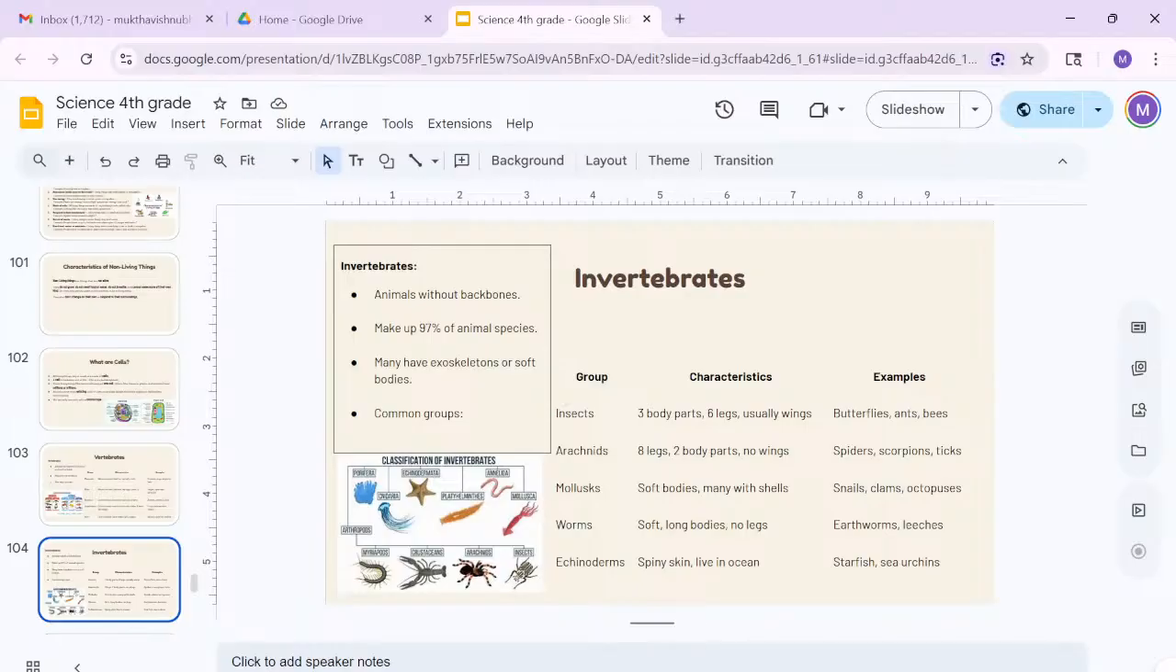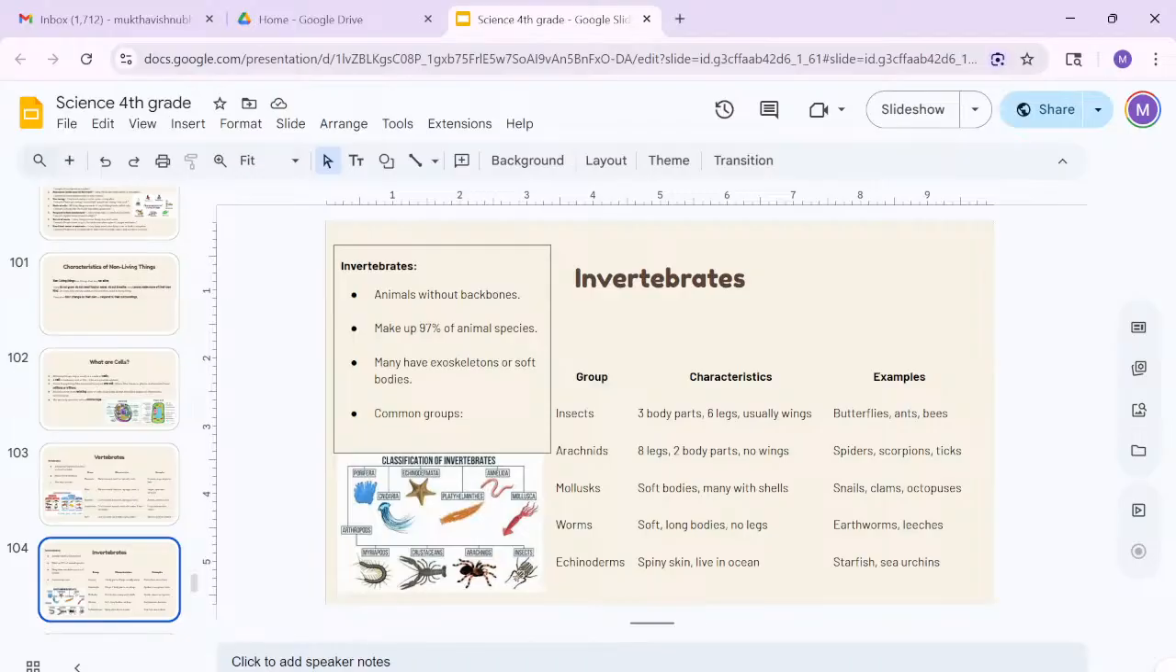Invertebrates are animals without backbones. They make up 97% of animal species, and many have exoskeletons or soft bodies. So they don't really have an inner skeleton. Their skeleton is kind of outside. For example, worms don't have a skeleton. That's why they have really soft bodies.